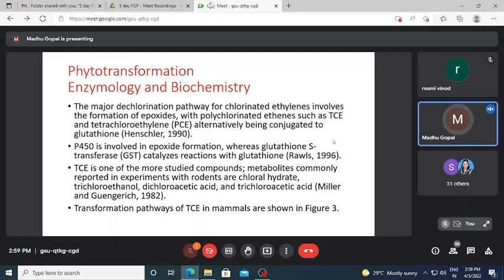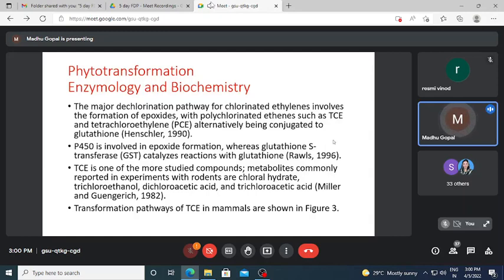The major dechlorination pathway for chlorinated ethylenes involves the formation of what we call epoxides with polychlorinated ethenes such as TCE and PCE, alternatively being conjugated to glutathione. In the first phase, that dechlorination activity will take place. In the second phase, they will form a conjugate with glutathione, sugars, and all that. Here the enzyme P450 is involved in epoxide formation, whereas another enzyme called glutathione S-transferase, GST, catalyzes reactions with glutathione.